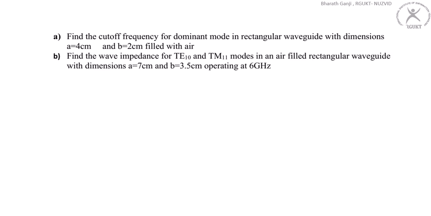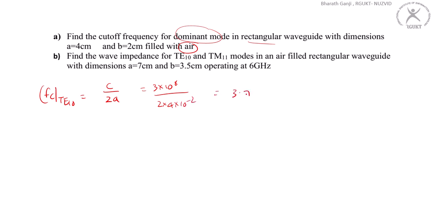Right, so let's move on to the next one. For the dominant mode, they are saying it's an air-filled rectangular waveguide, and they are asking you to find the cutoff frequency. The cutoff frequency for TE10 mode, we saw previously, is c by 2a, right? So we can write this as 3 into 10 to the power of 8 divided by 2 into 4 into 10 to the power of minus 2. You get it around 3.75 gigahertz. So this is the cutoff frequency for an air-filled dominant mode.